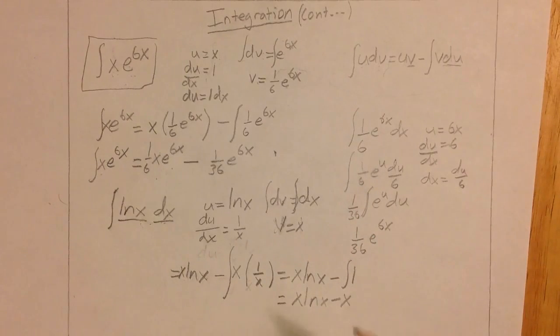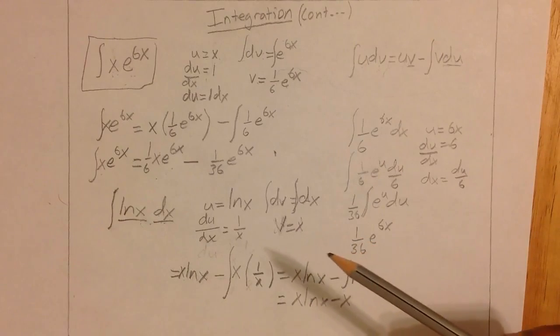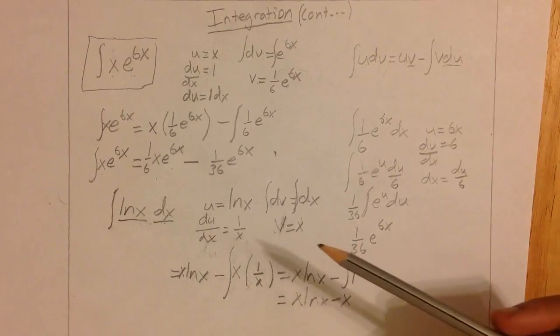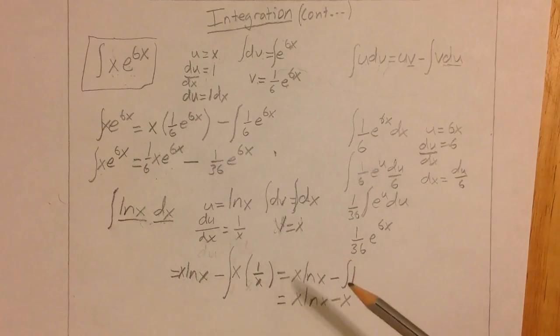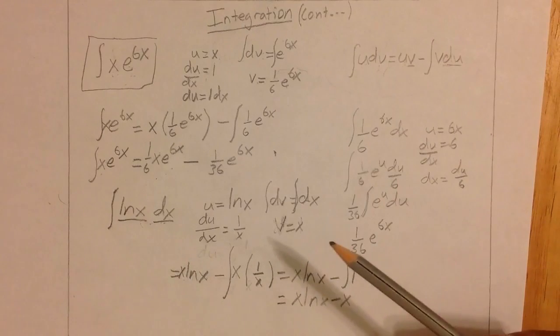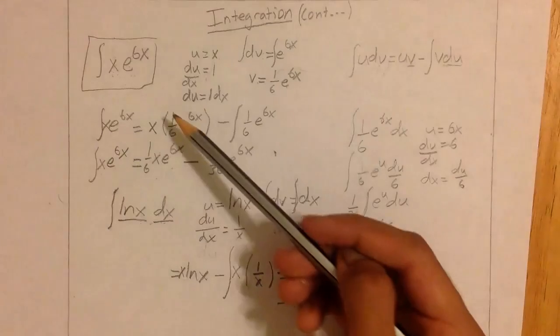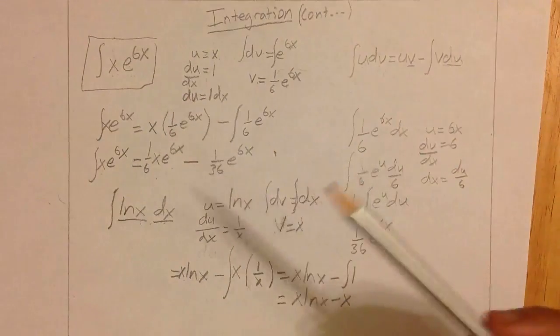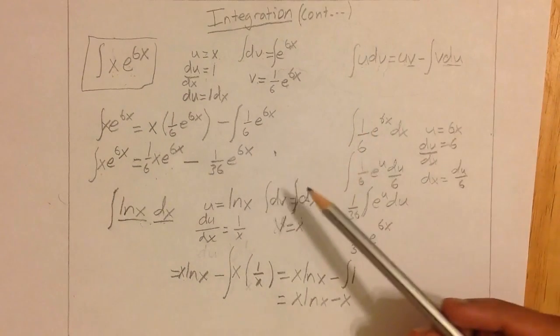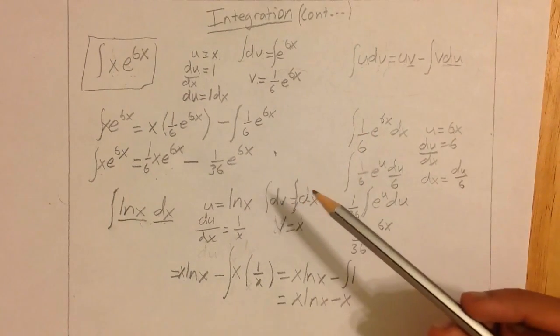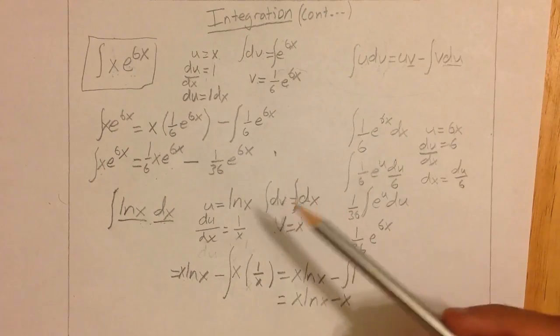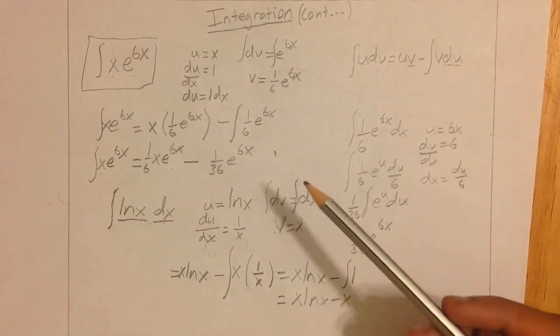So how exactly do you know which one to set as u and which one to set as dv? Well, a good rule of thumb is that whichever part you know how to derive easily, set it equal to u, because you know you're going to be deriving that. And whichever part of the equation you know that you can integrate easily, set it equal to dv, because you know you're going to have to integrate it. And after that, things should fall into place pretty easily.